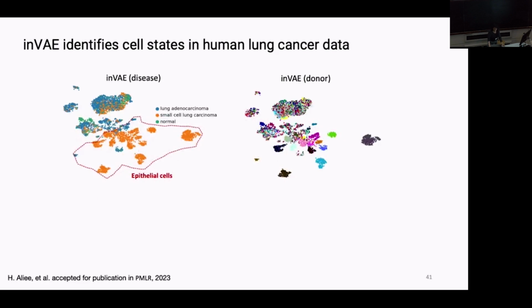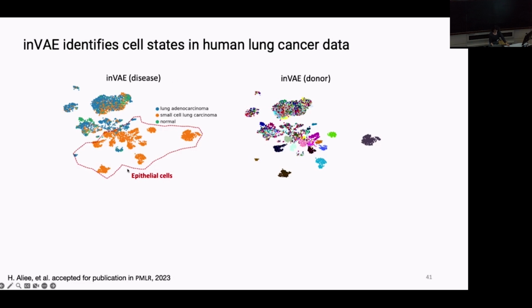In another example, I applied this to lung cancer data. We have 3 conditions here: lung adenocarcinoma, small cell lung cancer, and also normal cells. What we expect in this data is that in the epithelial cells only, there should be a separation between small cell lung cancer and the rest. Also, small cell lung cancer is something that affects patients differently, so the data should change from one patient to another.